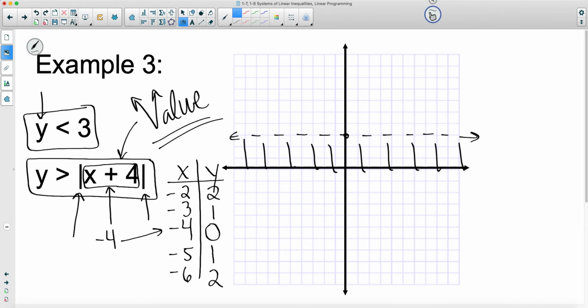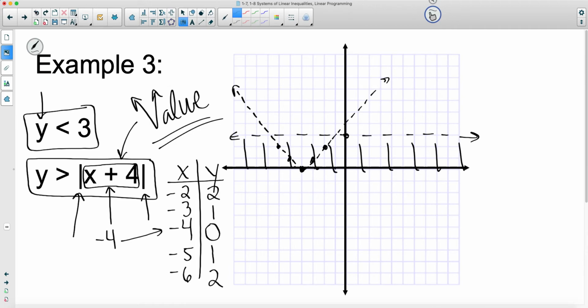It should be somewhat of a repeating pattern. So negative 4, 0. Negative 3, 1. Negative 2, 2. Negative 5, 1. Negative 6, 2. And that is how we draw our graph. Just connect the dots here, and you can see that it's the shape of a V, like that.